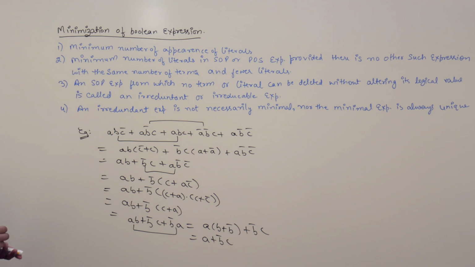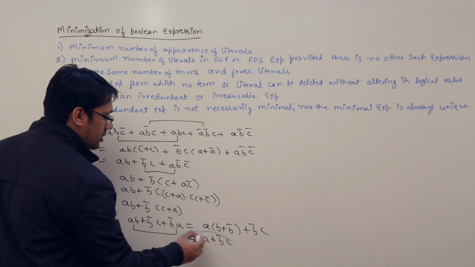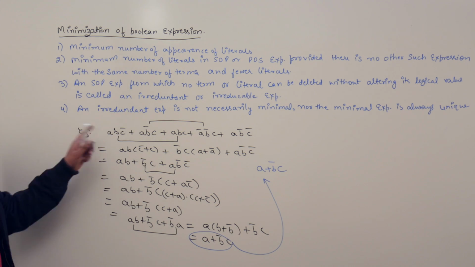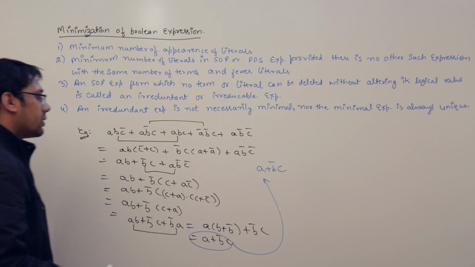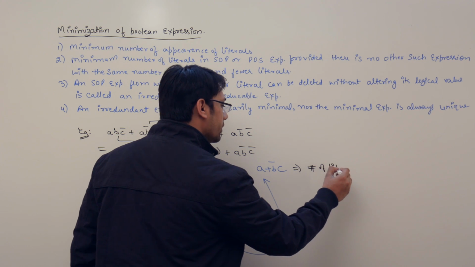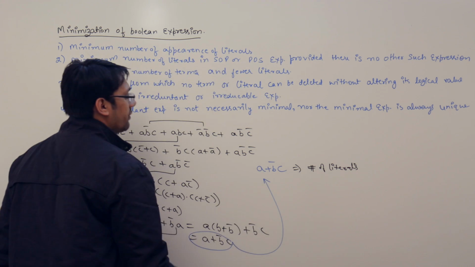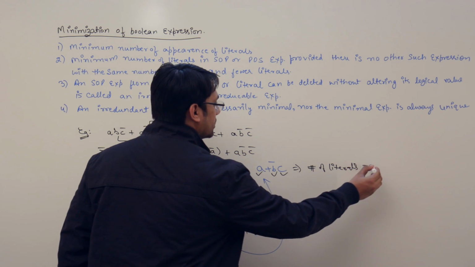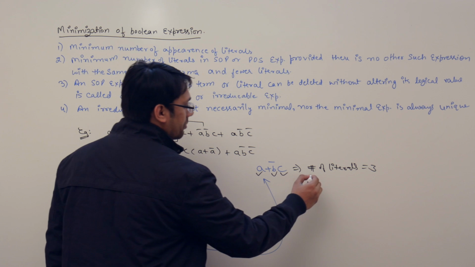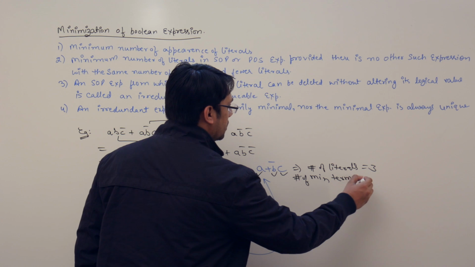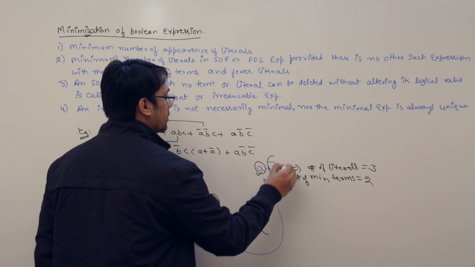Right. Now the expression where we reached is A plus B complement C, and this is the original expression. Now in this particular expression, how many literals are there? Every occurrence of a variable is a literal. So 1, 2 and 3. So there are exactly 3 literals. And how many min terms are there? So number of min terms here are 2. This is the first min term and this is the second min term.